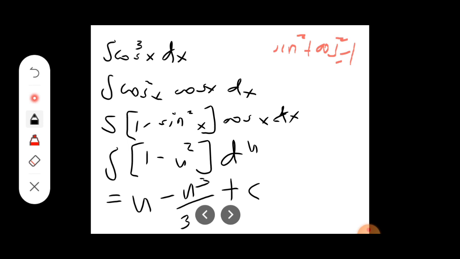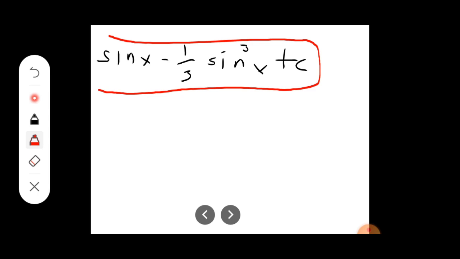Now the last step is to replace u with sine x. So our final answer is sine x minus 1 over 3 sine cubed x, plus c. This would be the final answer.